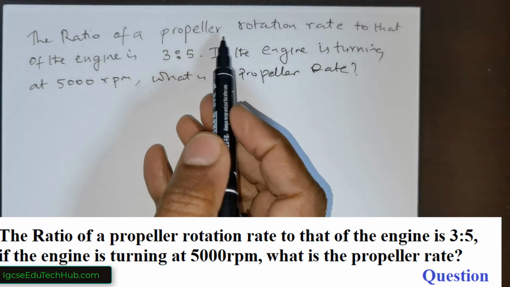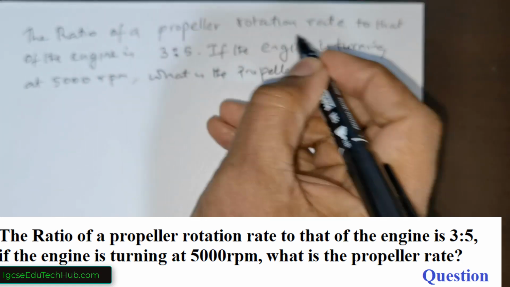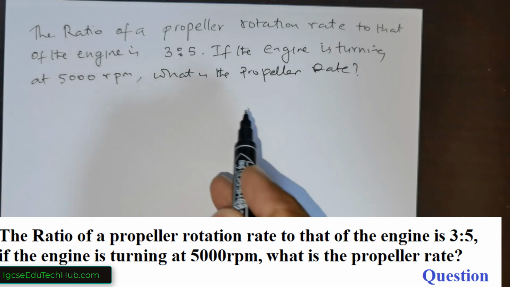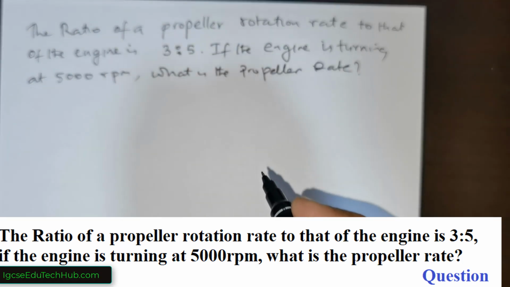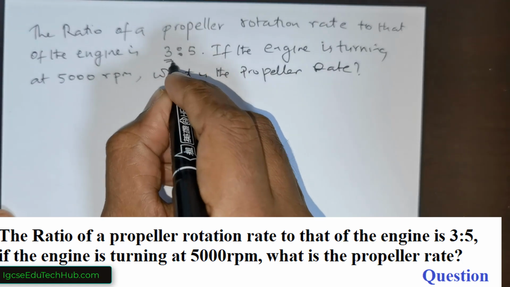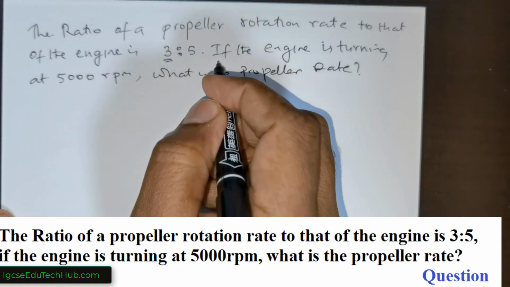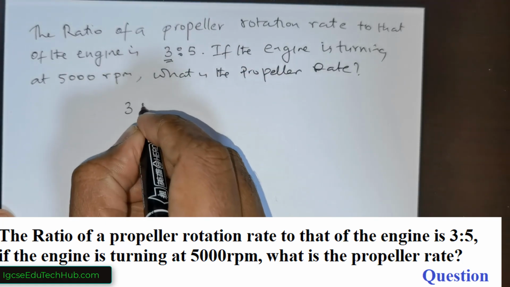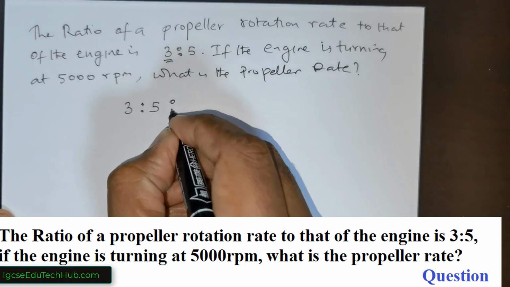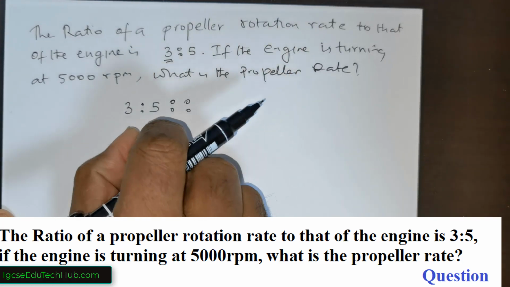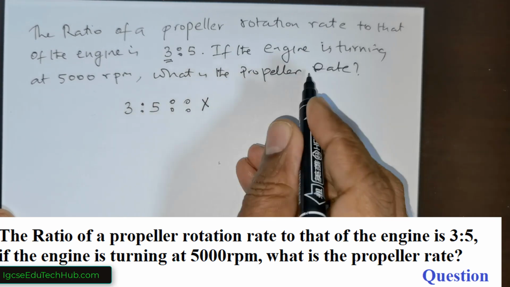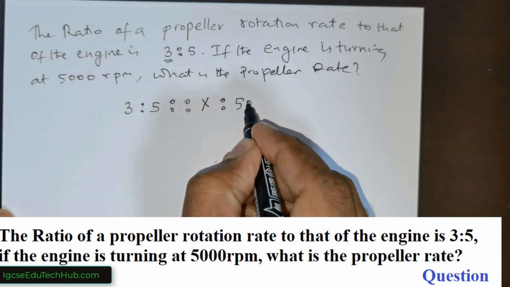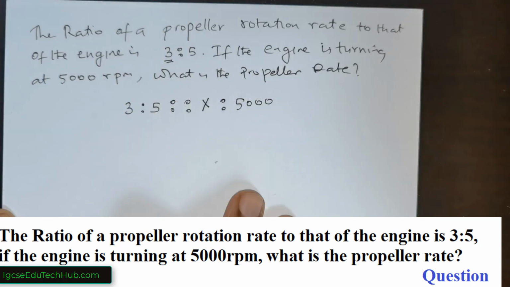The ratio of propeller's rotation to that of the engine is 3:5. If the engine is turning at 5000 rpm, what is the propeller rate? Now 3:5. For every 3 turns by the propeller, the engine is turning 5 times. So I'm going to set up the ratio in this fashion: 3:5, and we are expected to get the rpm for the propeller. So that's going to be x is to, we are already given 5000 rpm for the engine. So this is the setup.